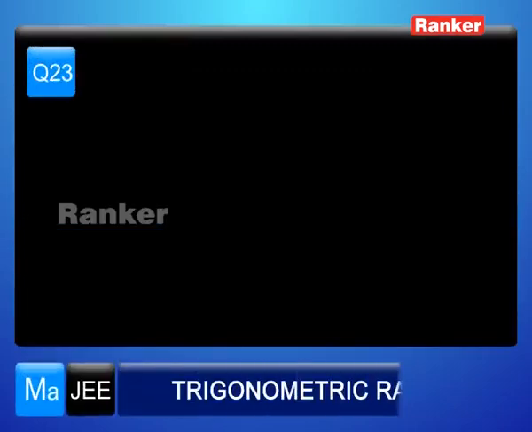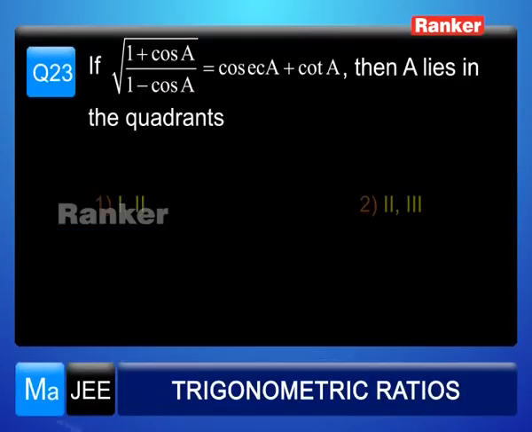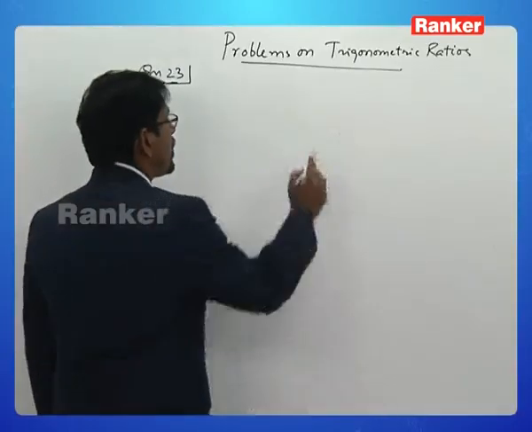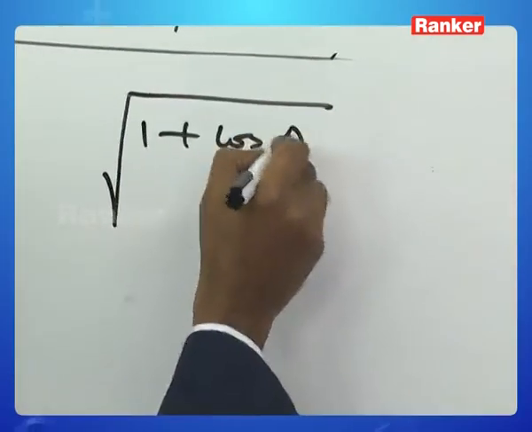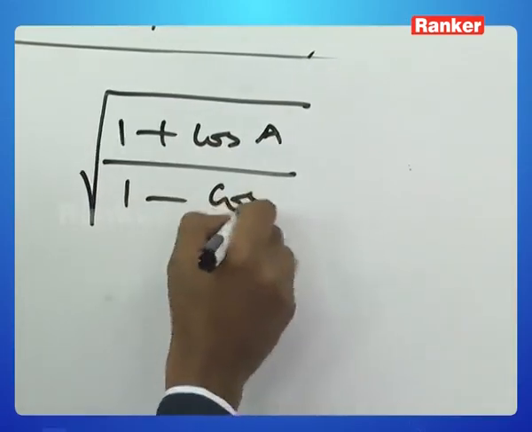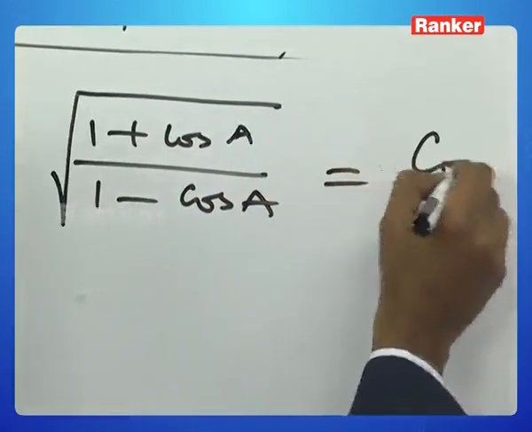Question number 23. If under root of 1 plus cos A by 1 minus cos A is equal to cosecant A plus cot A, then A lies in the quadrants: first option, first and second; second option, second and third; third option, first and third; and fourth option, first and fourth. Now what are we given? We are given that root 1 plus cos A by 1 minus cos A is equal to cosecant A plus cot A.